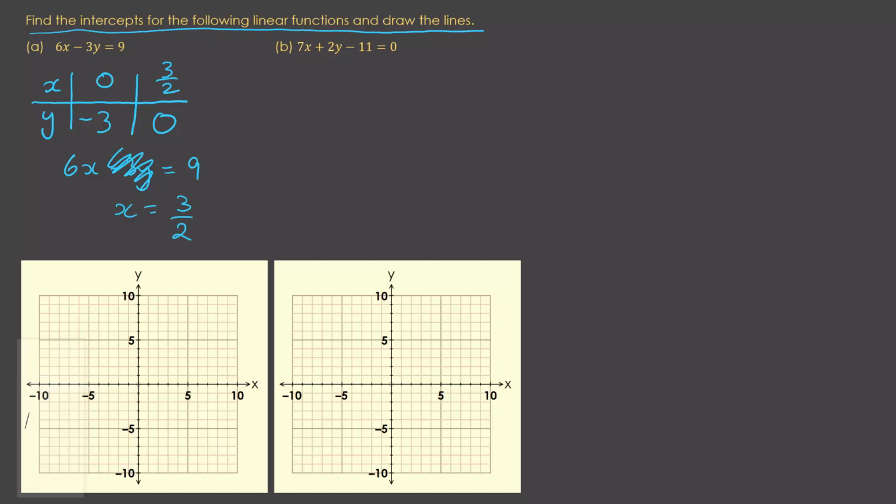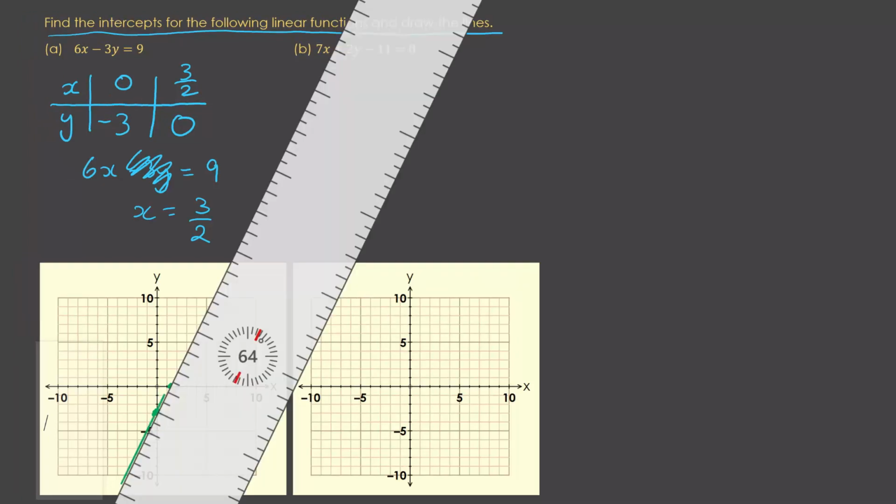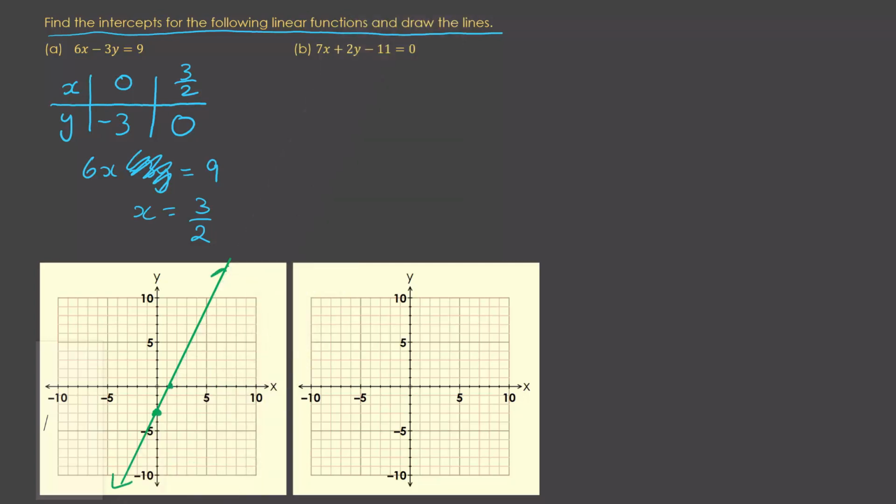So we have the intercepts. The y-intercept is (0, -3), and the x-intercept is 3 over 2, which is 1.5, 0. And so we just draw the straight line like so. Make sure it goes across the graph, arrows on each end, and label 6x minus 3y equals 9. And we can clearly see the intercepts because we use those to draw the graph.